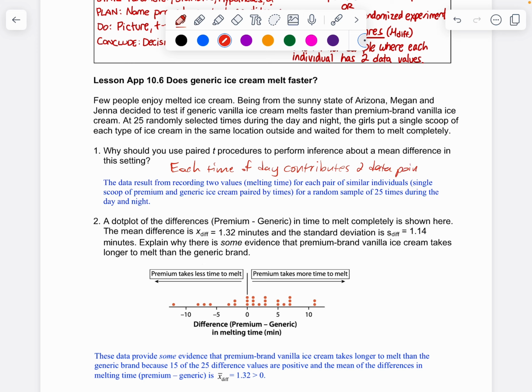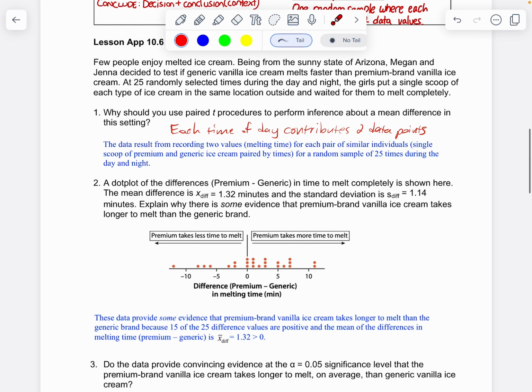That one's a little more subtle, okay? And so I guess some of them could be during the night, some could be during the day. Sometimes it could be sunny, sometimes it could be cloudy, but each time of day contributes 2 data points. So again, it's paired. They are providing the dot plot. They're giving you the average difference, the mean difference between the two. They are subtracting premium minus generic, okay?